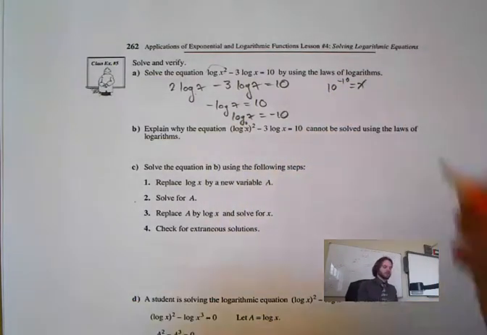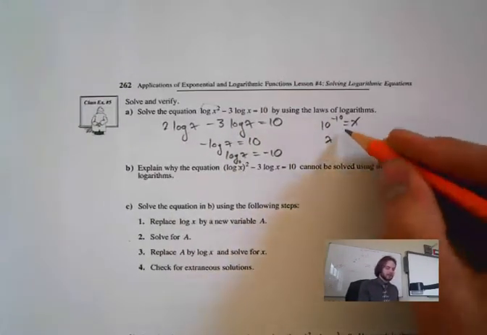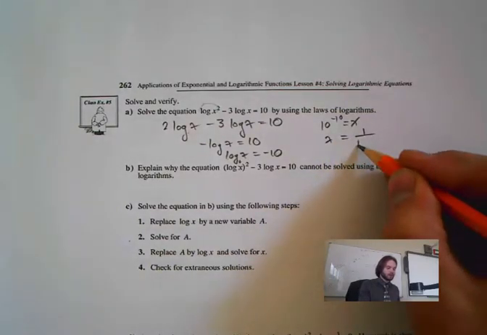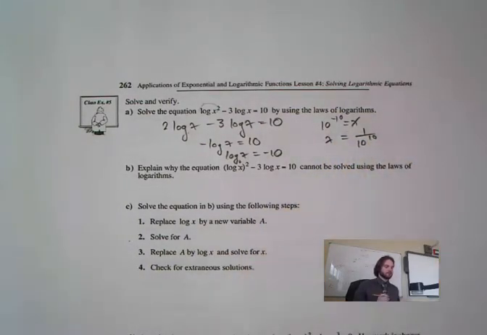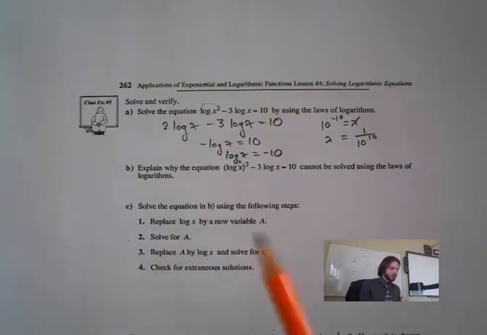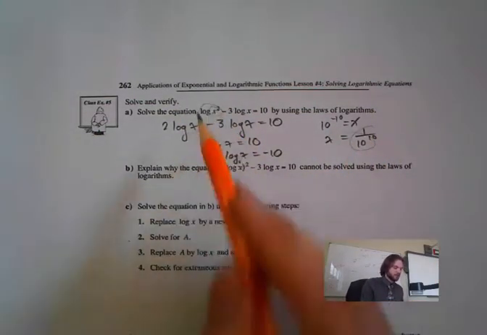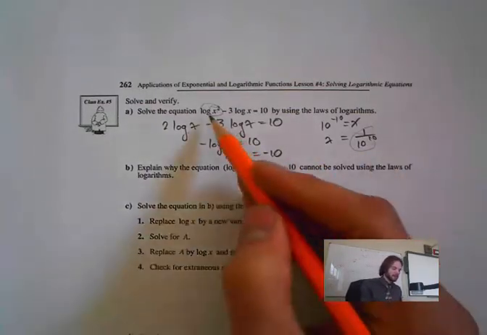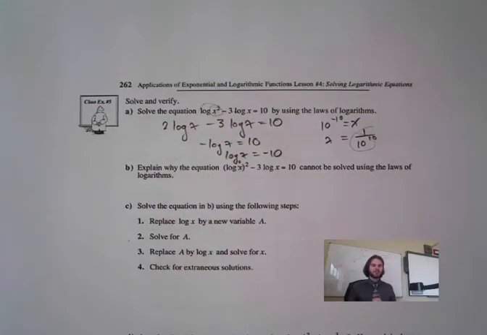Okay? So here we have x is equal to 1 over 10 to the 10. And that's it. And it wants us to check. We could check if we want, put this in, see if it will work. And if you plug this into this equation here, you'll end up getting 10. Okay?